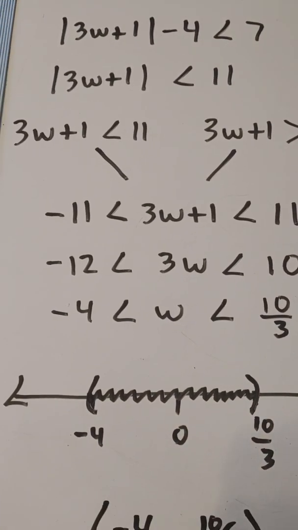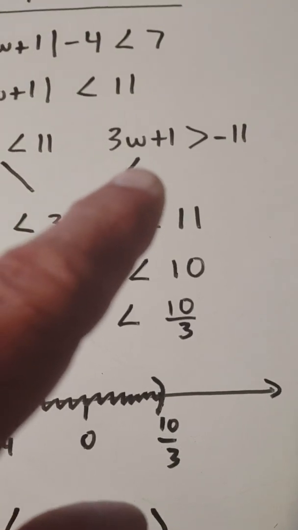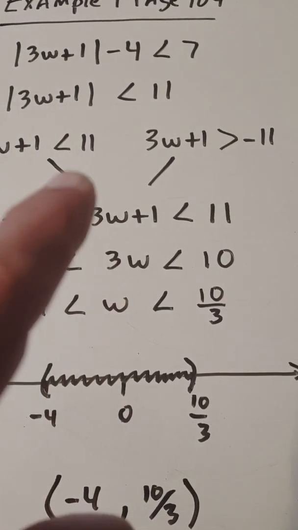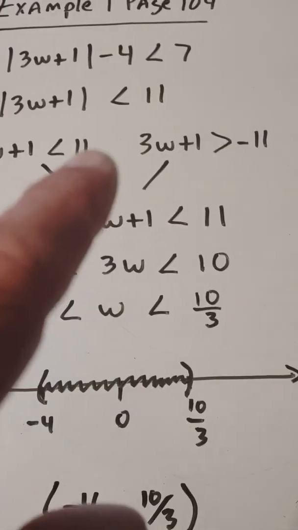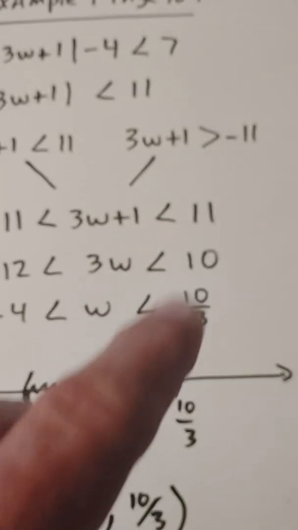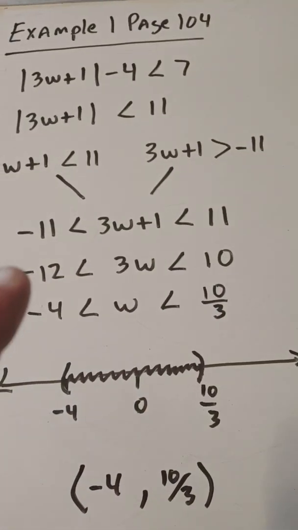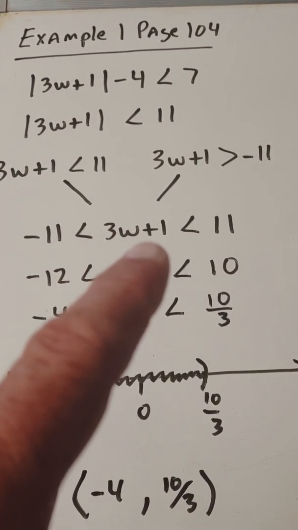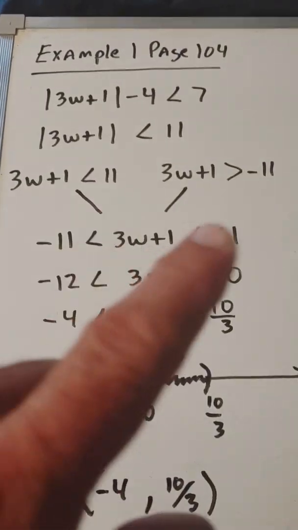So we set it up. 3w plus 1 is less than 11. 3w plus 1 is greater than negative 11. Now see here, when you're doing inequalities, when you change the sign, you have to flip the inequality. So when I change this positive 11 to a negative 11, I have to flip the less than to a greater than. Now if I look at this, I can see that negative 11 is my smallest number. So I place it here. 3w plus 1 is the second. And then 11 is the last. See, I can join these two together because they'll work.